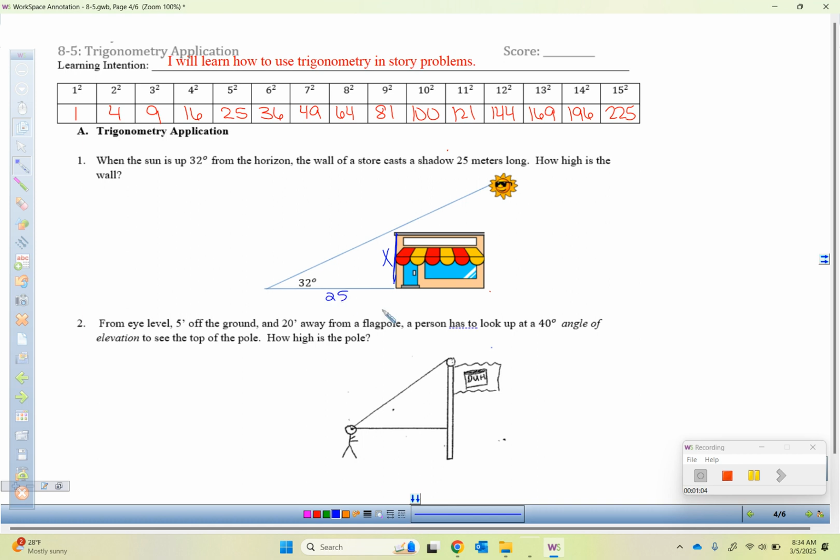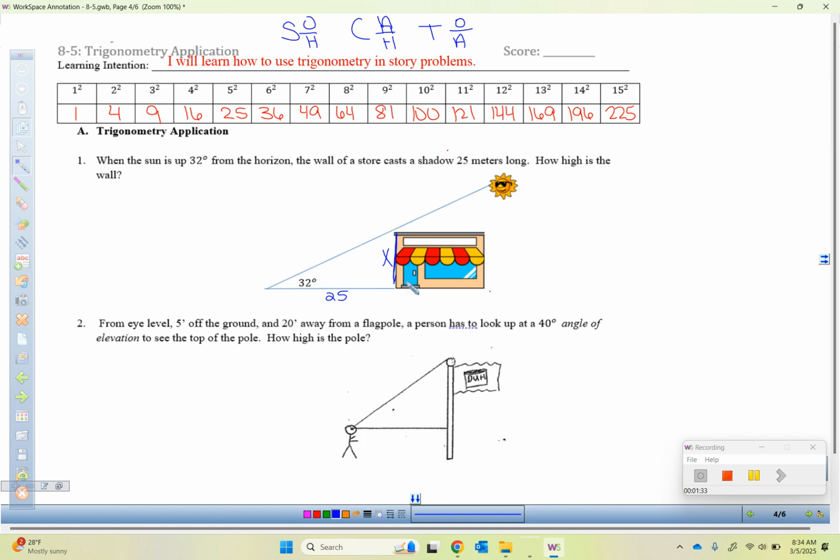So we ask ourselves, are we looking for a missing angle or a missing side? Side, because we have an angle. Our variable is on the side. Okay, so we're going to use regular sine, cosine, or tangent. And I'm going to go ahead and write my SOHCAHTOA up here so I have it.